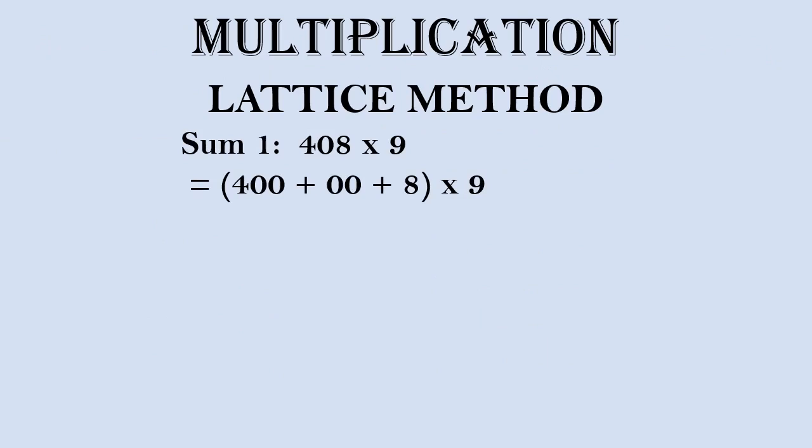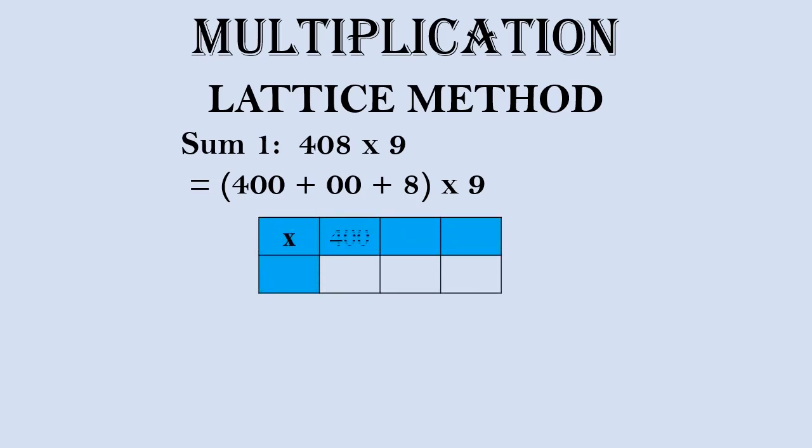408 into 9. Now, there is no need for you to do any multiplication of any numbers where there is a 0. But just for practice, so that we do not miss out any numbers in the middle, we are going to multiply these sums with the 0 also. Later on, once you are used to it, you can remove these zeros. So it would just be 400 plus 8.